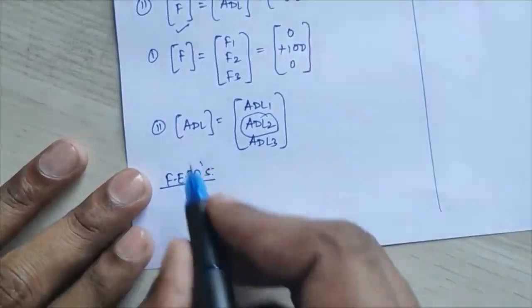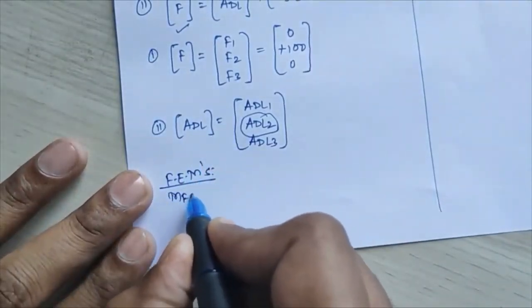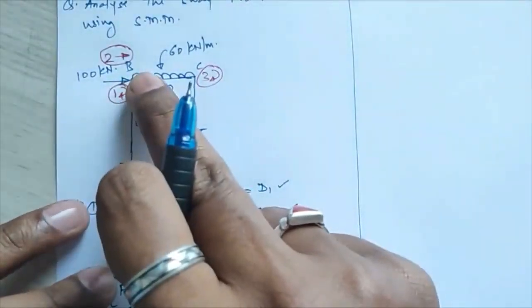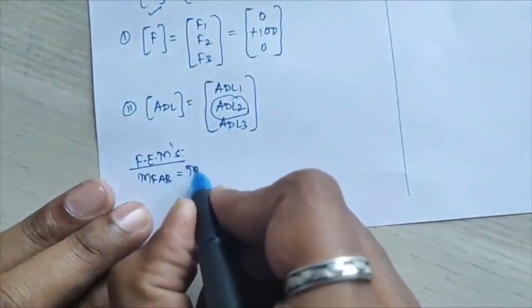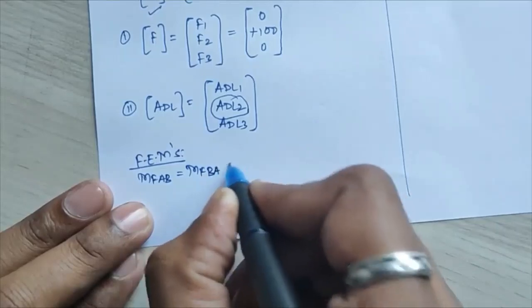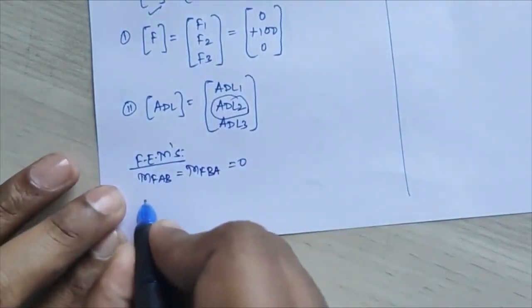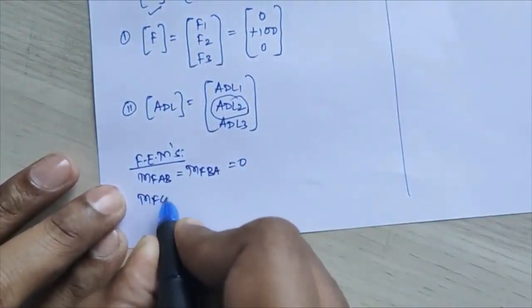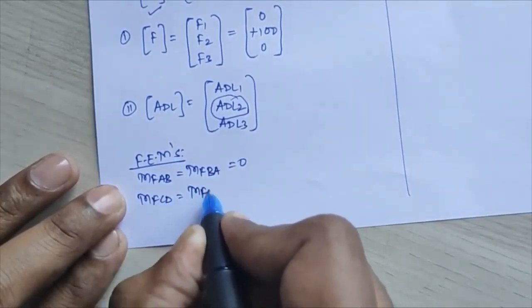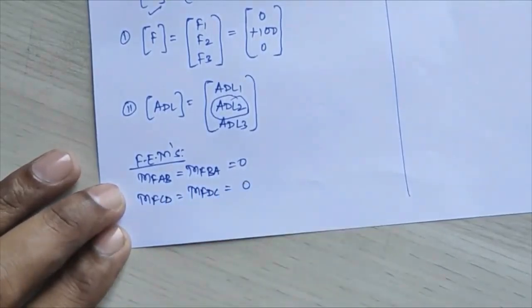Friction moments here. So the first friction moment will be your MFAB. No UDL loading is provided in AB, so here your friction moments MFAB and MFBA will be 0. Same way your friction moments MFCD and MFDC will also be 0, because there is also no loading provided.